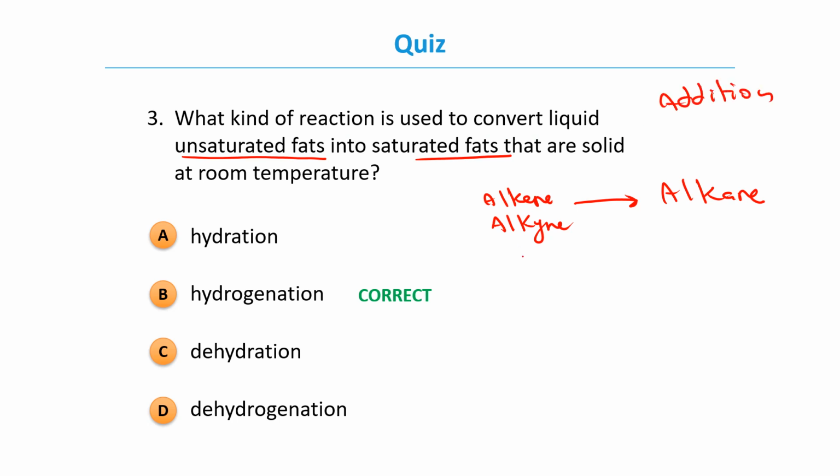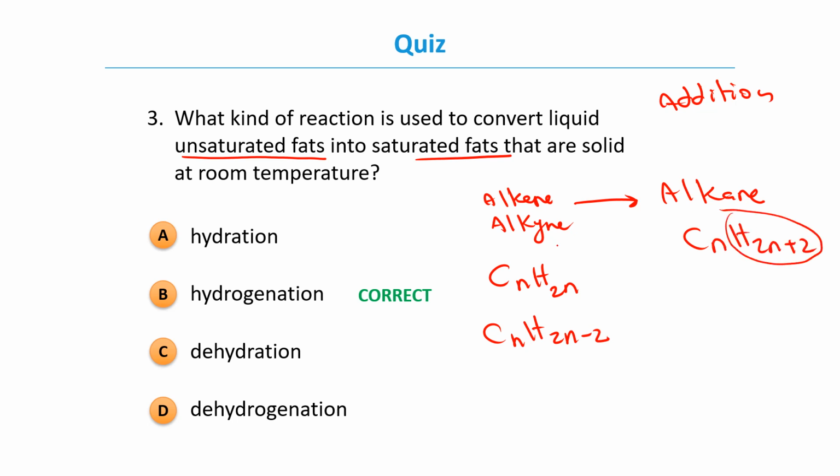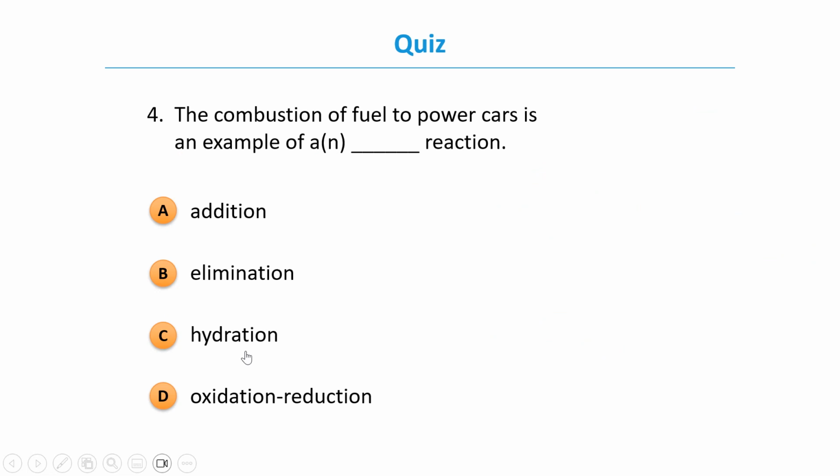Okay, because you remember the formulas CnH2n and CnH2n minus 2, and here is CnH2n plus 2. The hydrogen in the alkane is higher than in the alkene and the alkyne, so I should add hydrogen here, right? So that's why it's called hydrogenation, because I'm adding hydrogen, and we saw it previously in the addition reactions.